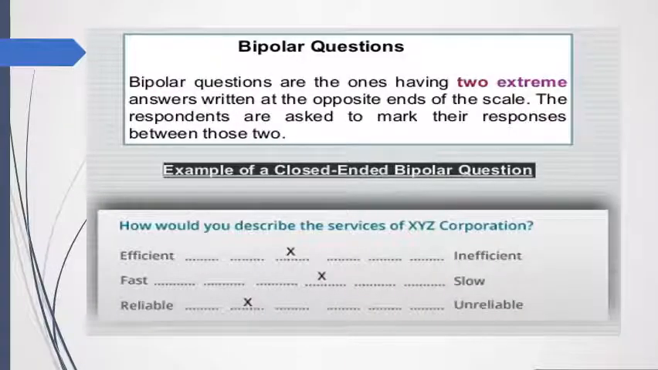The next type is the bipolar question. Bipolar means two opposite adjectives are mentioned at the two ends, and there are around 5 to 7 options in between. So look at the example given over here. How would you describe the service of XYZ Corporation? Effective and ineffective, fast and slow, reliable and unreliable. Two opposite answers, or adjectives, are mentioned over here. Usually adjectives are used in this case. So two opposites are mentioned, and the respondents are supposed to answer according to their will or their opinion.